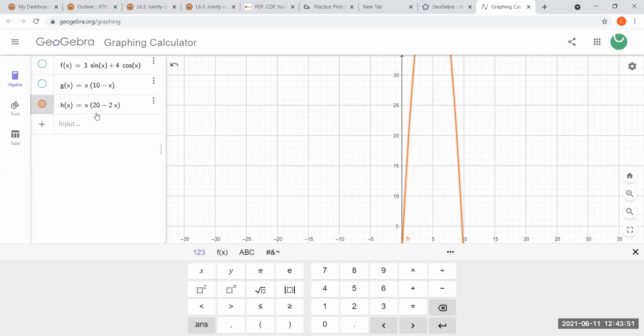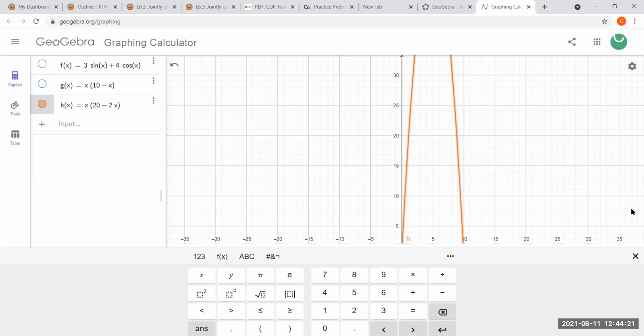So the area was x into 20 minus 2x. I have taken L as 20, right? So the answer was L by 4 and L by 2. So y will be 10 and x will be 5. Okay, so let's see the answer.